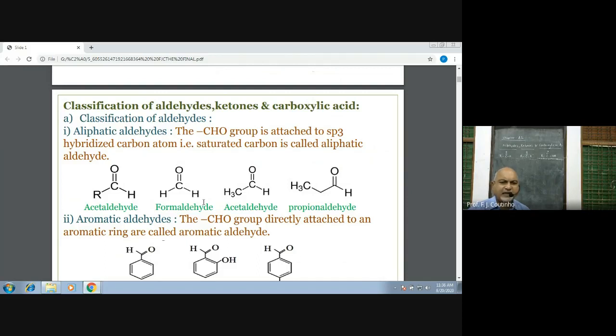Aliphatic aldehydes are open chain. Here they have a general formula as RCHO, where R can be hydrogen. If it is hydrogen, it is formaldehyde. If it is CH3, it is acetaldehyde. And if it is ethyl, it is propanaldehyde. The second type is aromatic aldehyde.